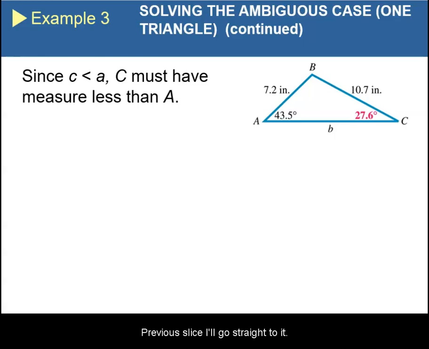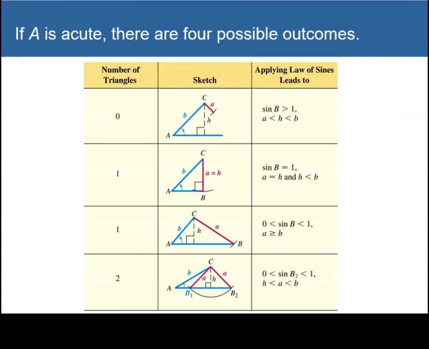So I'll go straight to it instead of going backwards, because I found that my screen tends to jump around when I do it the other way. Okay. So we are in one of these cases. It has to be this one because B is not equal to 1, right? We don't have 0, we don't have 2, we have one triangle, and it's not the sine equals 1 option, it's going to be this option, right?